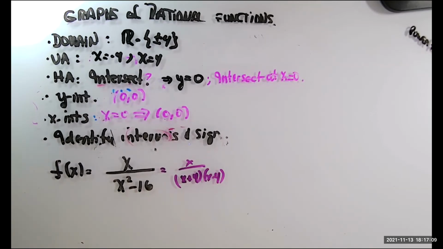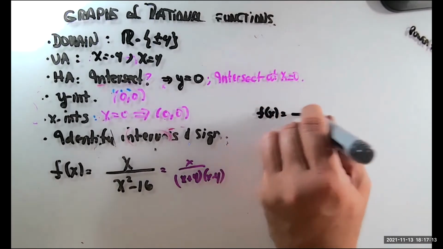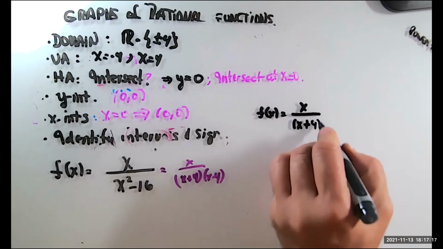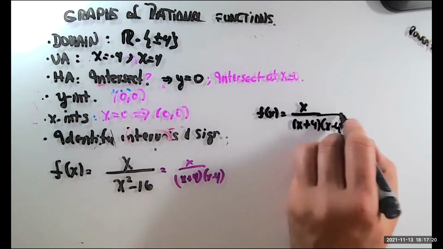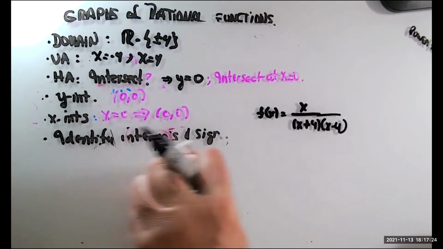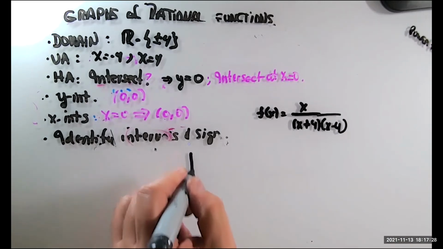So let's see. f of x equals x over (x plus 4) times (x minus 4). That's my function. Now, what are my intervals? I have no clue. Let's find out. So this is what we have.